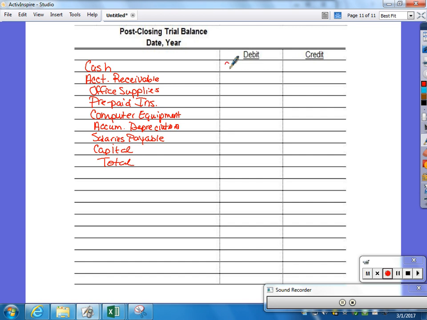So cash, we had a debit balance of 27,000. Accounts receivable, a debit balance of 1,750. A debit balance of 600 for office supplies. Prepaid insurance, 2,267. Computer equipment, 20,000. Accumulated depreciation for that computer equipment is 500 on the credit side. Salaries payable, 420 on the credit side. And capital, that new balance is 50,697, which means that these totals should be what now?